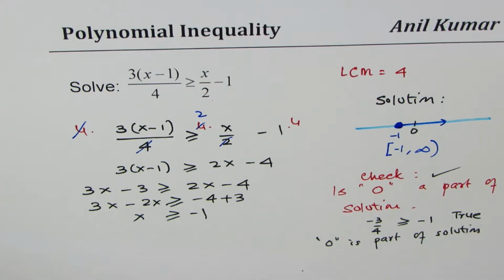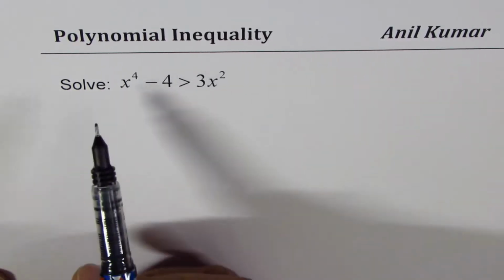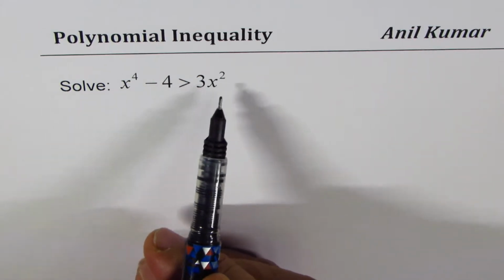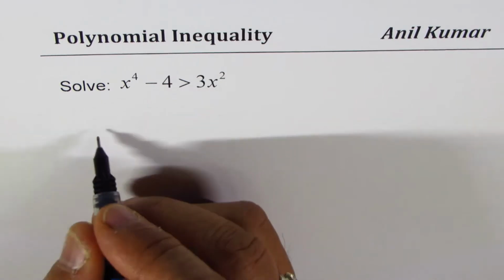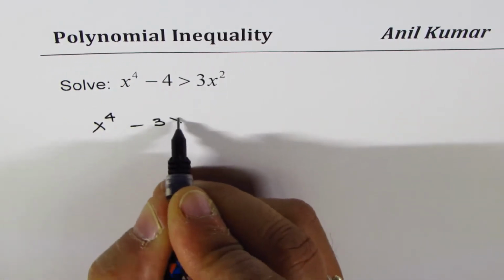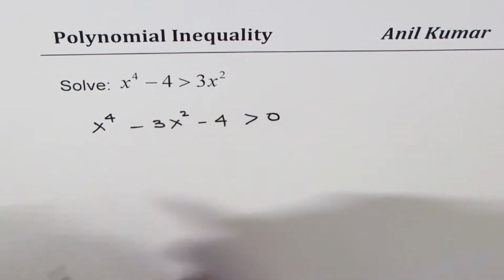This one I took just to show you not to be afraid of fractions. We could always make it something like this, which is a linear inequality, right? So let's take up the next example. Solve x to the power of 4 minus 4 greater than 3x squared. You can bring 3x squared to the left side. So we have x to the power of 4 minus 3x squared minus 4 is greater than 0.